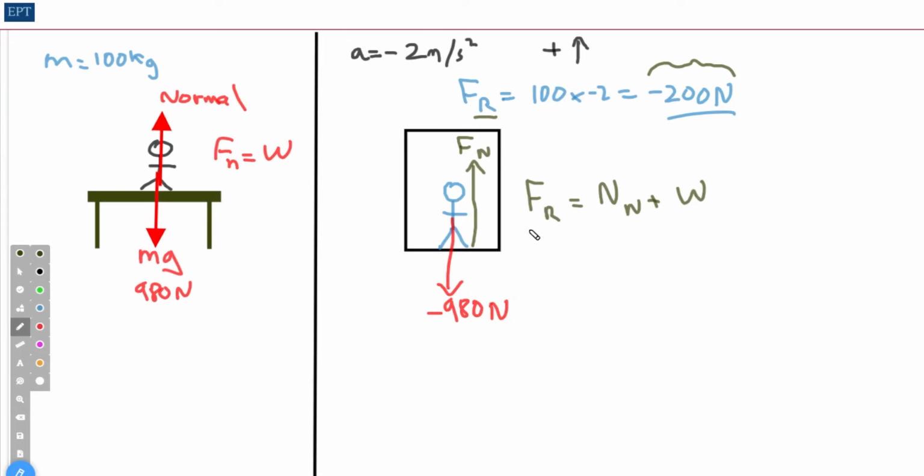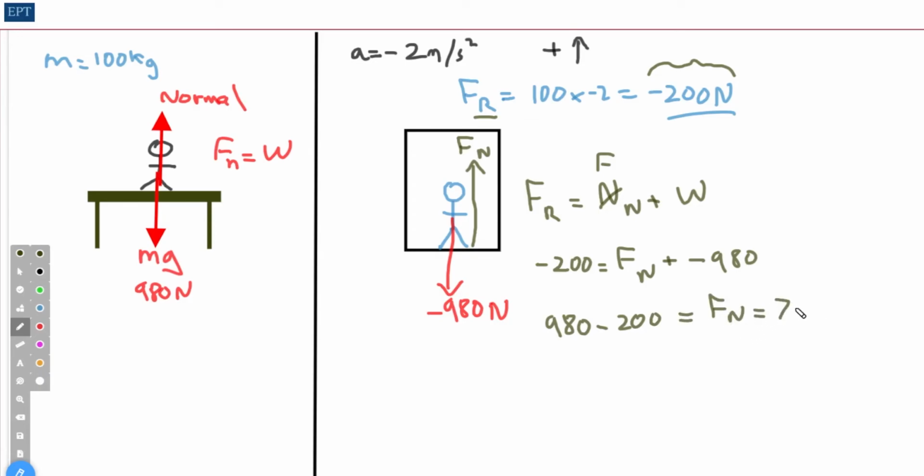So our overall force is minus 200. Our normal force is what we're trying to find. For some reason I wrote an N there. That's an F, isn't it? Plus the weight, which is minus 980. Take care with the signs here. So let's do some rearranging. We're going to add 980 to both sides. So 980 minus 200 equals the normal force provided by the floor, which as you can see is 780. It's 780.